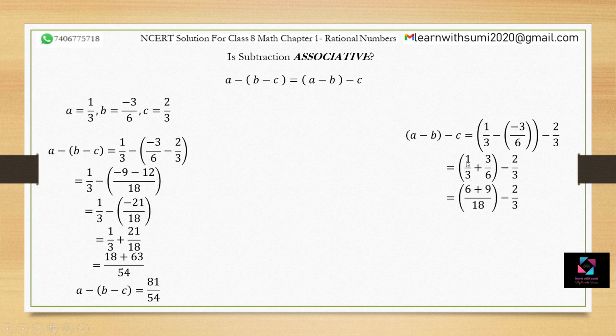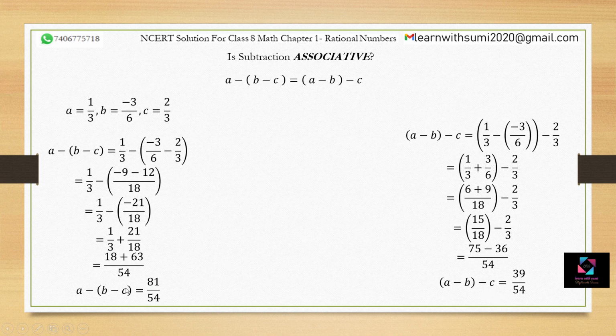That is 6 ones are 6 plus 3 threes are 9, divided by 6 threes are 18, minus 2 by 3. The 9 plus 6 is 15, divided by 18 minus 2 by 3. Now let's again cross multiply to subtract the rational numbers. That is 15 threes are 75, 18 twos are 36, divided by 18 threes are 54. So you can see what we got here, 39 divided by 54. That is 75 minus 36 is 39 divided by 54.